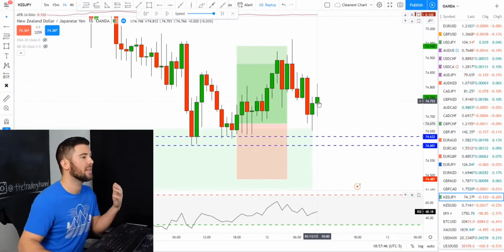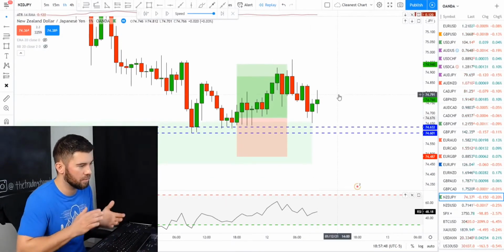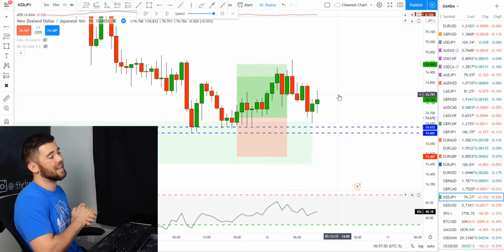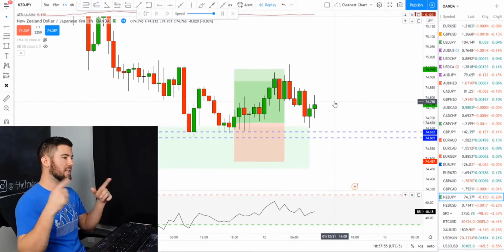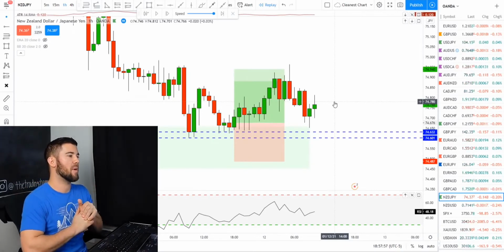This is how that trade would have played out. Of course, they will not all be winners, but what I do want to do at this point is show you a winning trade I did have last week on the pound yen using this exact same strategy. So check that out right now, and I'll be right back.